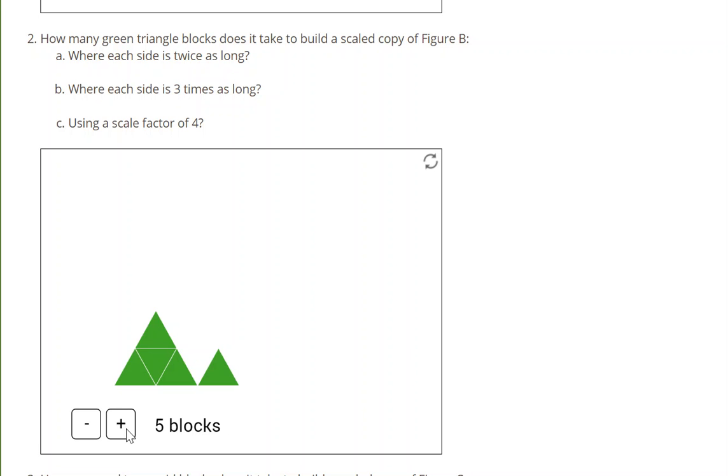2B, I'm going to make it 3 times as long. So it's 3 times as long on the bottom, but I need to continue adding blocks until it looks like that triangle. And there's the triangle back that we started with. So it took us 9 blocks to create that. And now I want one using a scale factor of 4. So I want the length to be 4 times as long. And I need to continue adding triangles until I get my original triangle shape back. So you can see that it took 16 to create that.